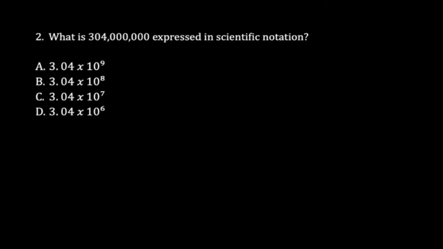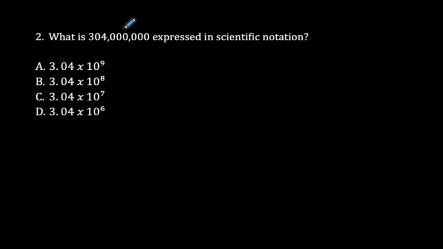So number 2 is asking, what is 304 million expressed in scientific notation? Here we have our answer choices, and we see that they're all written in scientific notation. Look at the first part, 3.04. This is telling us that the number has to be between 1 and a number that's greater than or equal to 9 but less than 10. The second part is always 10 raised to some power.